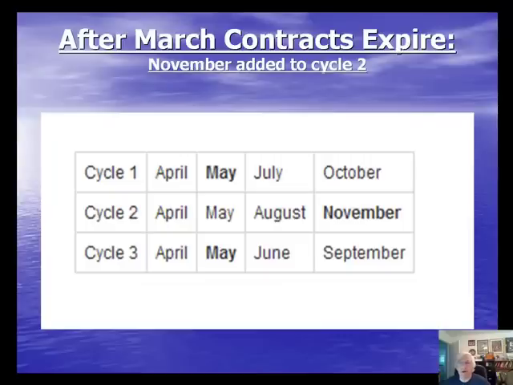And let's do one more. As the March contracts expire, that means April is the front month. So all 3 cycles have both April and May available. Cycle 1 adds the first month of the next 2 quarters, July and October. Cycle 2 adds the mid-month of the next 2 quarters, that being August and November. And cycle 3 adds the third month of the next 2 quarters, that being June and September.